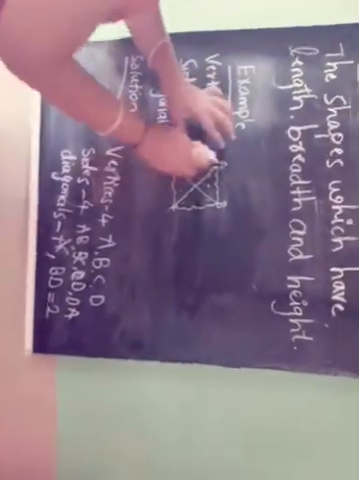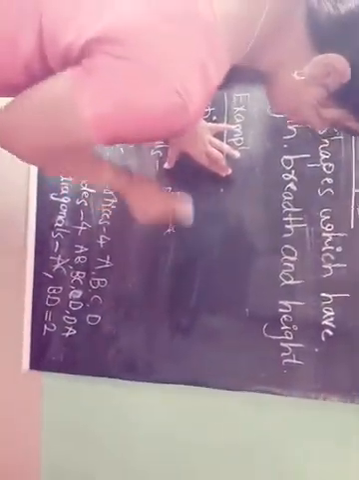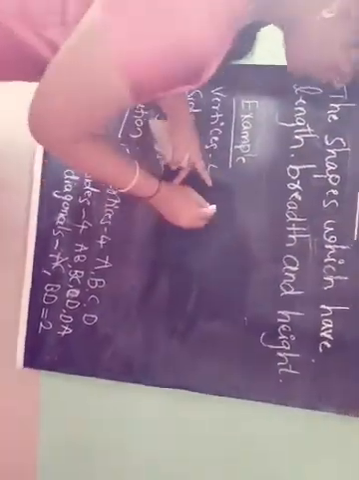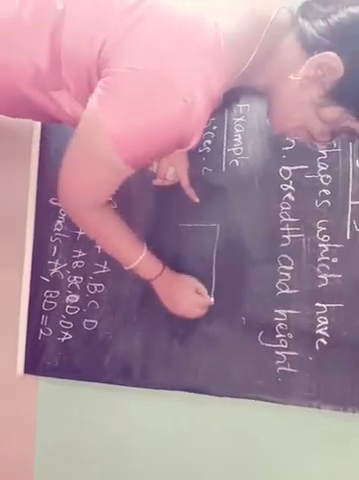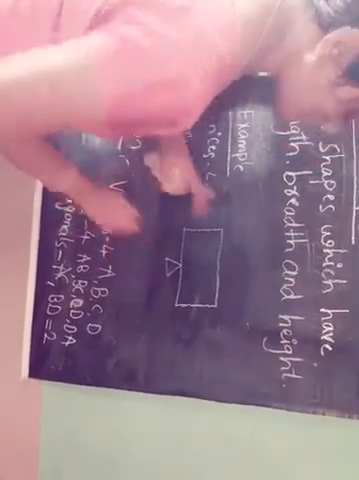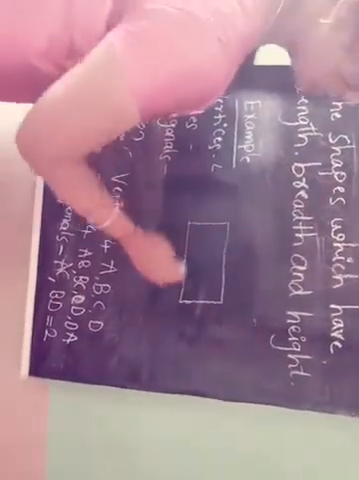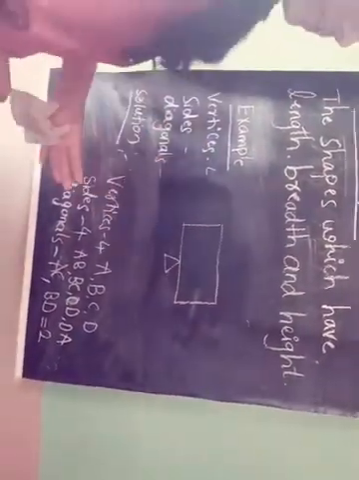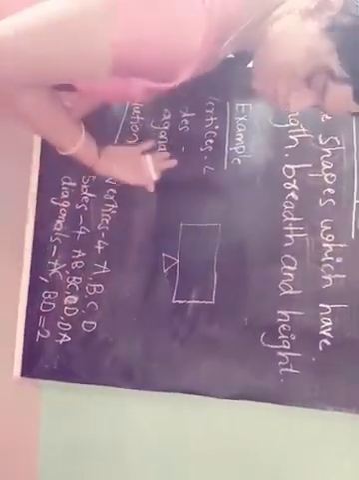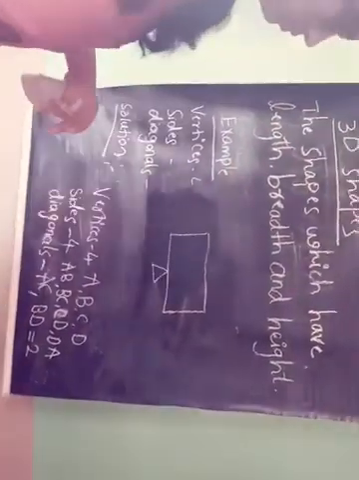Yes. Now, let me take one more. As I told you in last class, now this is a TV screen. This is a TV now. How many sides does it have? How many vertex? And can we draw diagonals? Yes. Then also you have to write same thing.